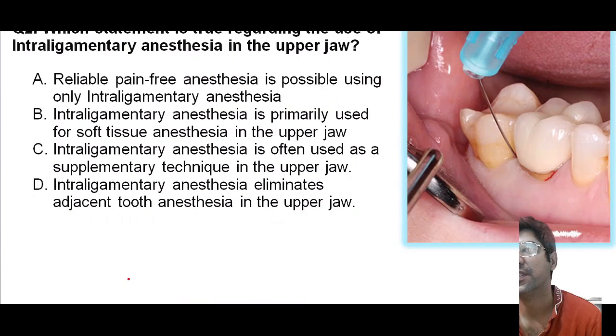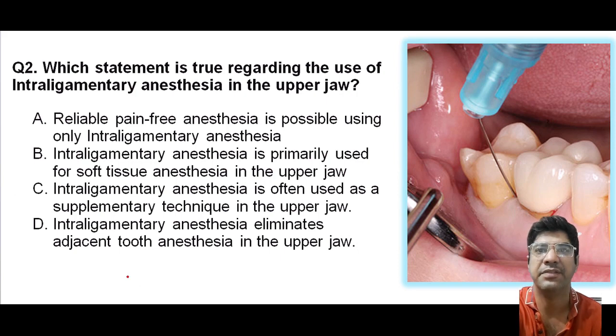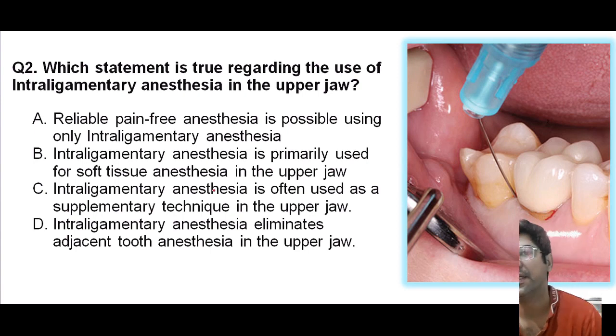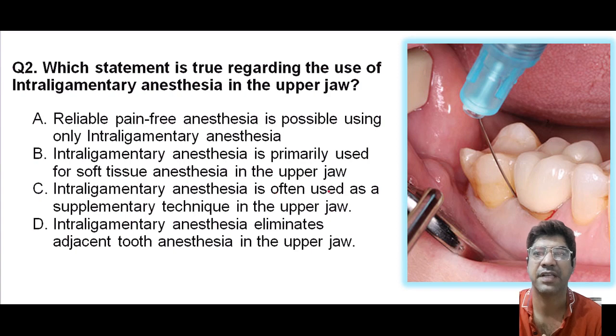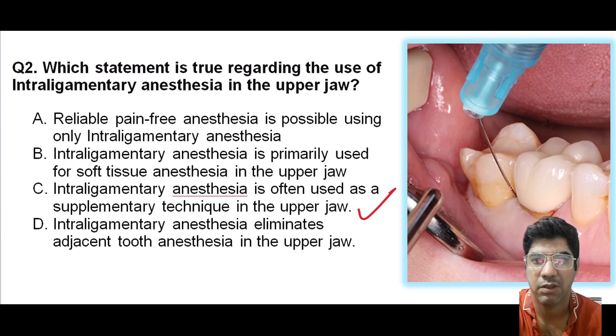Moving to the next question. Which statement is true regarding the use of intraligamentary anesthesia in the upper jaw? The answer here is C. Intraligamentary anesthesia is often used as a supplement technique in the upper jaw. It can provide effective anesthesia for the specific tooth that is being treated. So it is frequently used as a supplementary technique in the upper jaw.